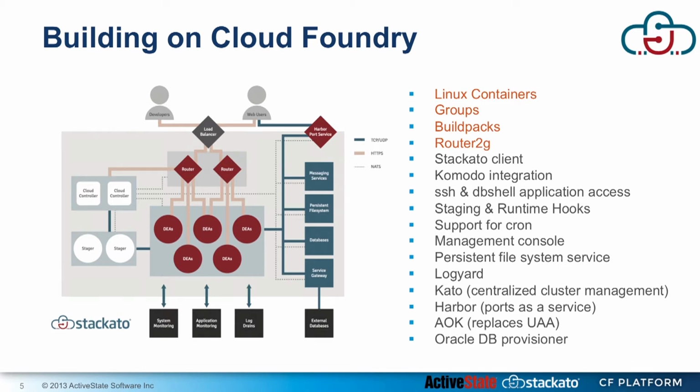Then you get some extra features there: SSH and DB shell application access, staging and runtime hooks, support for cron, management console, persistent file system service, LogYard. It's essentially Loggregator, except we're probably at a V2 version of it by now. Centralized cluster management, ports as a service, something that replaces UAA, because I think that most people who've had to instantiate UAA would love anything that replaces it. Oracle DB provisioner, stuff like that.